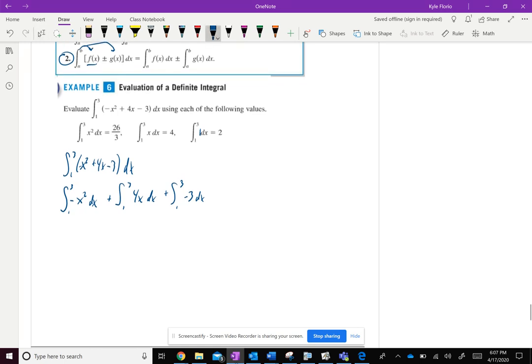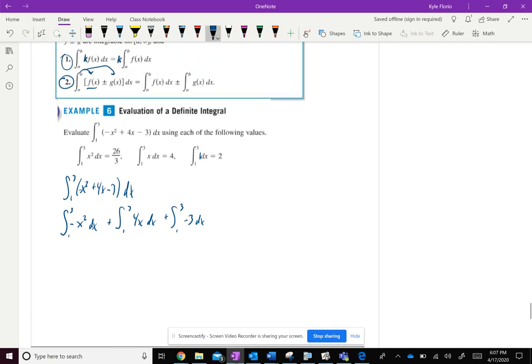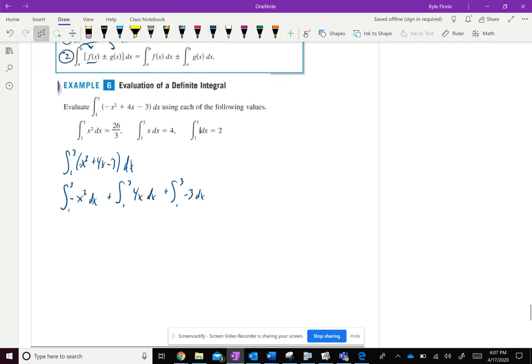And I almost can use these three things to directly substitute in, but this has got a negative in front of it, this has got a 4, and that should be a 1, this is a negative 3. So I'm going to use this property up here, number 1, that I could factor out constants. So here I can factor out that negative 1, so it's negative integral from 1 to 3 of x squared dx. I can factor out the 4 times the integral from 1 to 3 of x dx, and I could factor out the negative 3, and I get the integral from 1 to 3 of dx. You could think of it as 1 if you want, but I'm going to take it out.